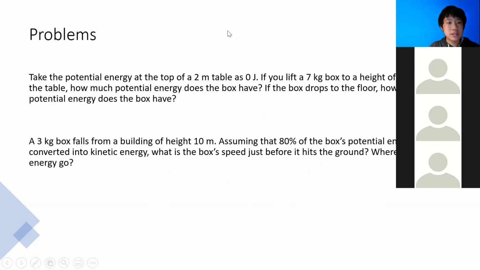All right, so we have these two problems here. So I'll give you guys maybe 2 minutes for these. So these are about gravitational potential energy, these two. Once again, when you get your answer, chat that to me and I'll let you know if you're right.